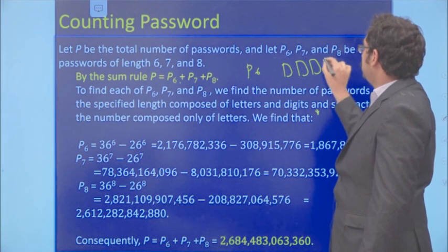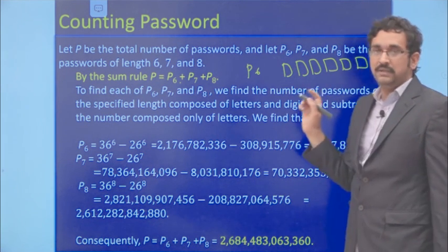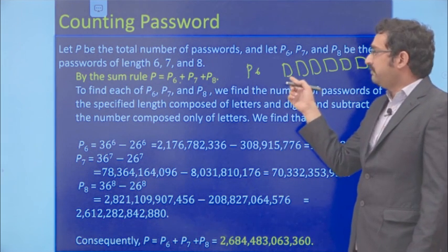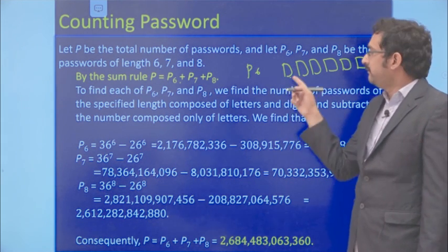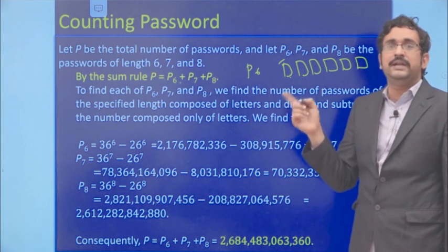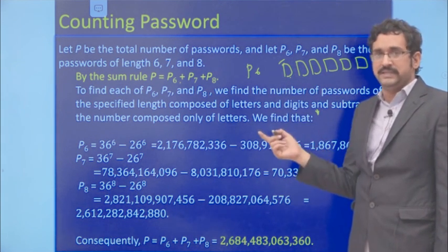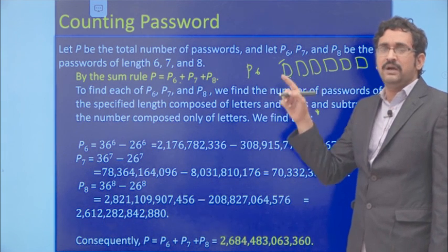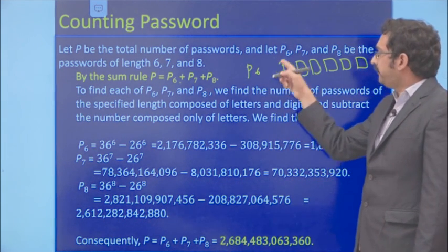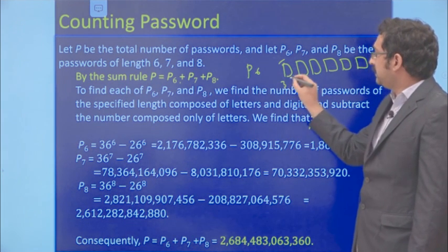For example, passwords having length 6. The first letter may be either an alphabet or a digit. For alphabet we have 26 options, for digit we have 10 options. So for the first position we have 36 options, because it may be either an alphabet or a digit. Similarly, the remaining positions also.